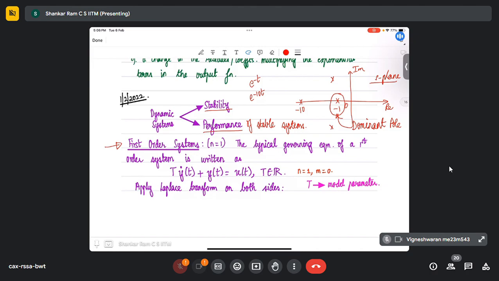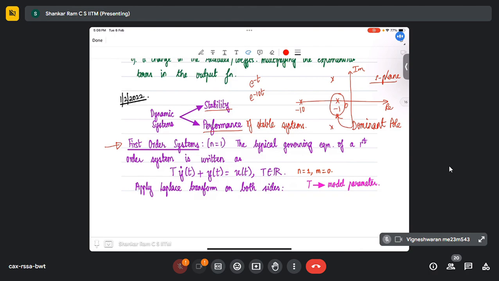So one may naturally get a question, why first order and second order systems? Because we know that in real life, we can have a higher order system, right? So what gives us the guarantee that studying the performance of a simplified first order and second order system ensures that we are able to extrapolate it for any higher order system? The argument is this, right?